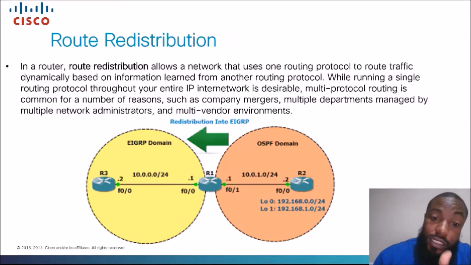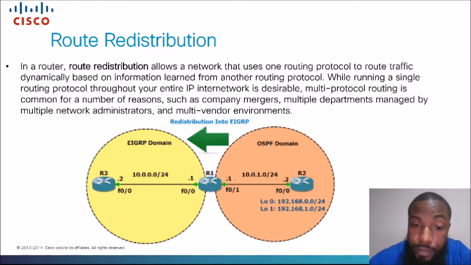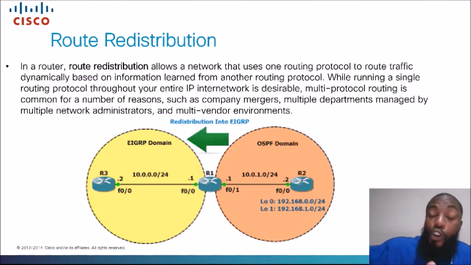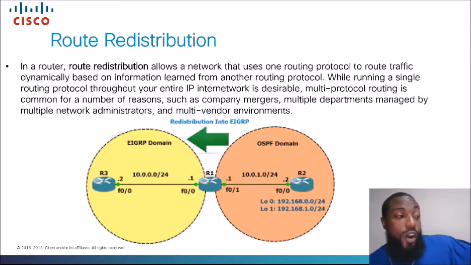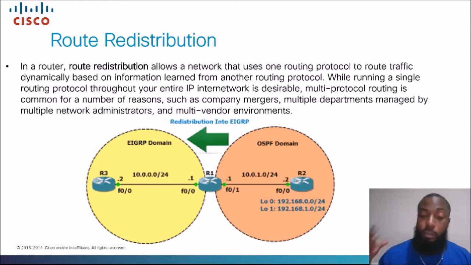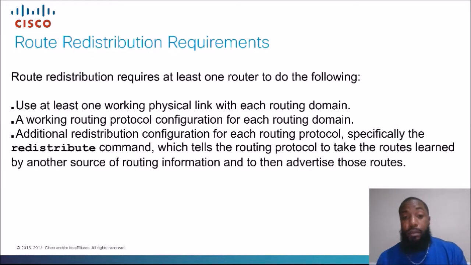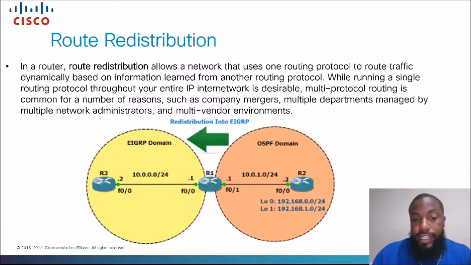So if we bring it back to this topology right here, router 1 needs to have a working OSPF domain or configuration. He also has to have a working configuration for EIGRP. So he needs to be able to speak both languages fluently to be able to exchange the routes. That's one requirement. I skipped one bullet point. The first one is obviously one working physical link. That's pretty obvious. That's like saying you got to have a mouth to speak. So you got to have a mouth to speak both languages, right?